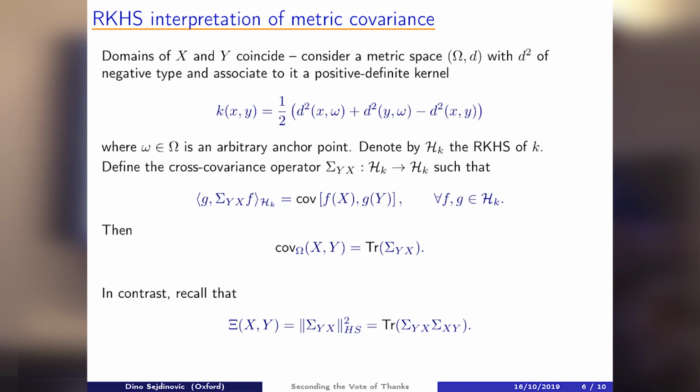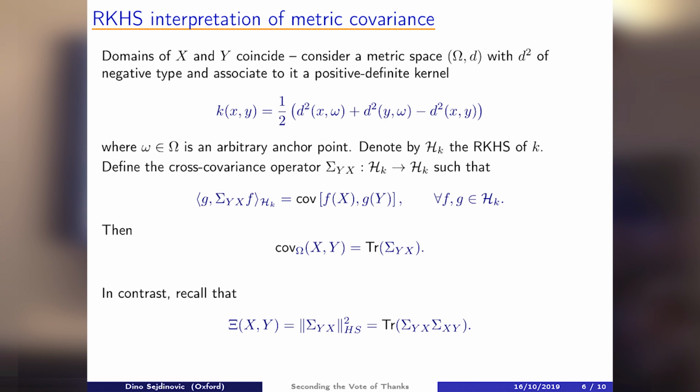So we will recall that in this context, the domains of x and y actually coincide. So we'll just consider a single metric space with a single metric d. d squared will be of negative type, and we will associate to d squared a positive definite kernel in the following way. So omega here is just some arbitrary anchor point that actually doesn't really matter. Okay, so we will denote by H_K the RKHS of kernel K. And now we have again this cross-covariance operator Σ_yx. Now it goes from H_K to H_K. And it is readily shown actually that metric covariance simply corresponds to the trace of this operator Σ_yx.